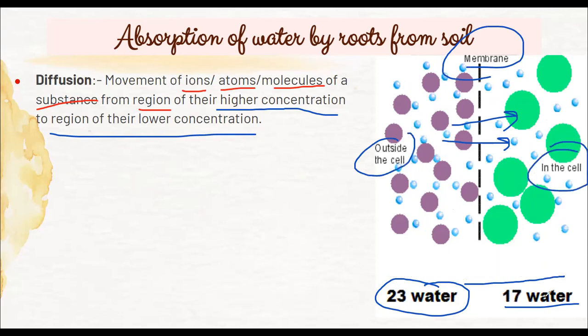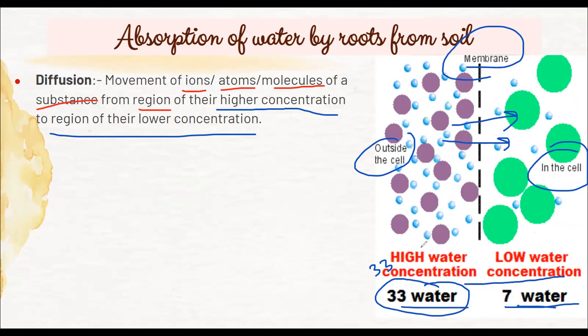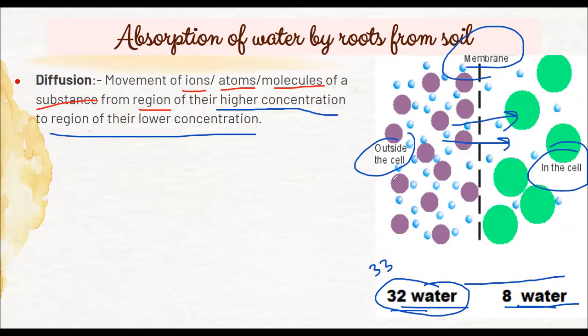Now what has happened? It started with 33, and when both sides have 20, the equilibrium has been reached. So let's say 33 water molecules on the outside of the cell, high water concentration over here, and here it was less water.